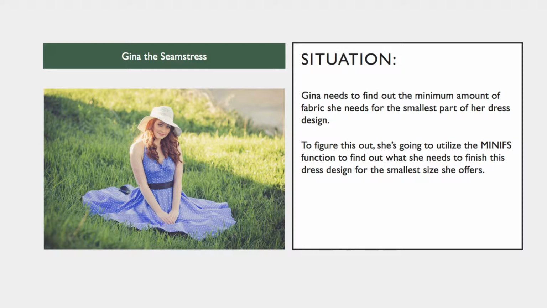Just like in our last video, Gina needed to find out some information about how much fabric she needed for a certain piece of a dress that she was going to make. Today, Gina needs to find out the minimum amount of fabric that she needs for the smallest part of her dress design, literally the complete opposite of what we looked up in our last video. To figure this out, she's going to utilize the MINIFS function as opposed to the MAXIFS function like last time. She's going to use that to find out what she needs to finish this dress design for the smallest size that she offers at her Etsy shop.